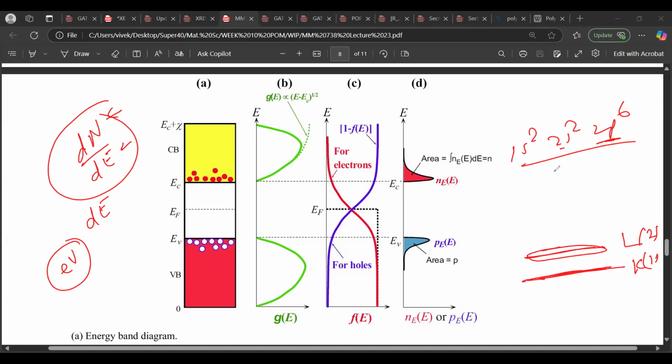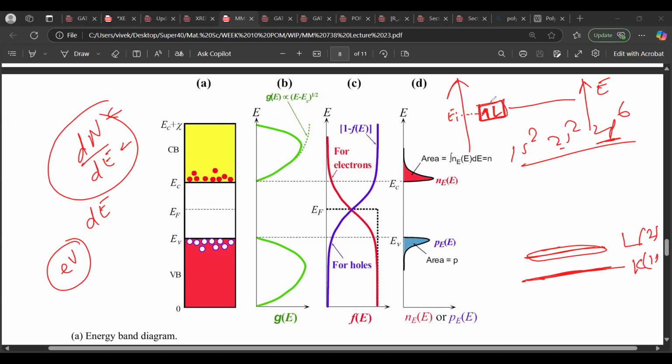So each orbital will have an energy state. Each orbital will be occupied with two electrons with different spin. So that orbital will be stated at a particular energy. If this is the E axis, this orbital represents the energy state, E1 value. Okay, समझे?